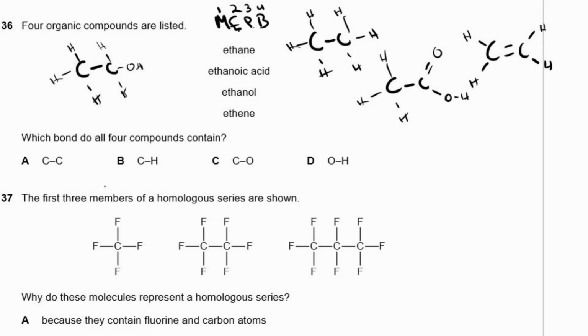So which bond do all 4 compounds contain? Well, it looks like they all have a C bond, except ethene. That doesn't have a single bond, so it's not A. Do they all have CH bonds? Yes, there's definitely CH bonds in all of them. Do they all have CO bonds? Well, not ethane. That doesn't have any CO bonds. And do they all have OH bonds? Not ethane or ethene. So the answer is B.